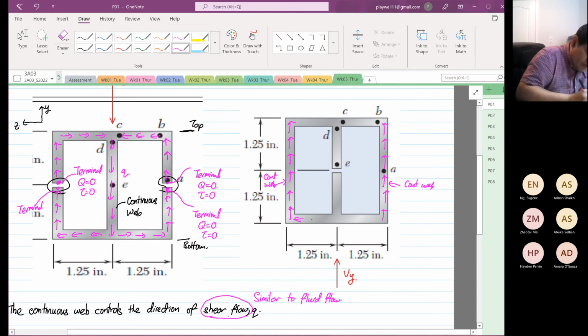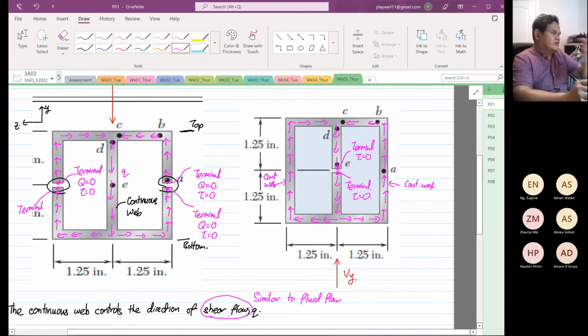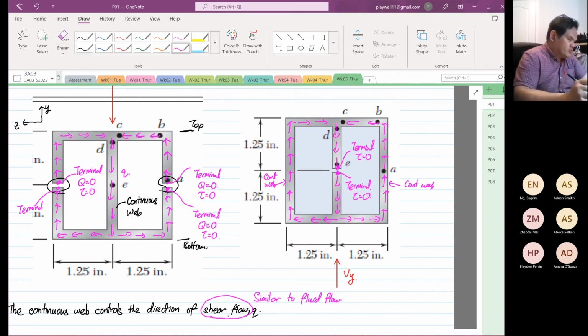Then it will come over here. And then it will go from here. So over here, this is our terminal. And then over here, this is also our terminal. So at the terminal, again, the shear stress is equal to 0. So I hope you understand what we mean by the continuous web controls the shear flow. This is important.